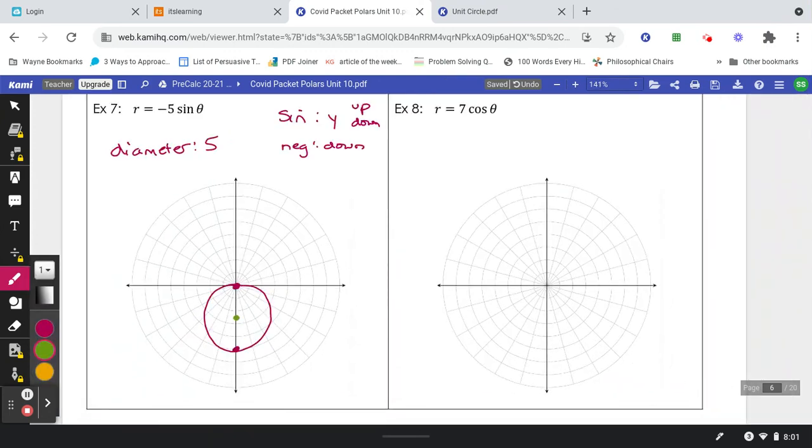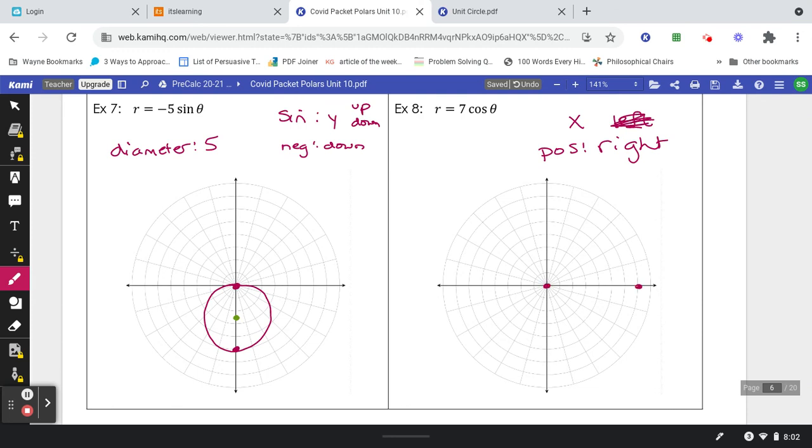All right, example number 8, last one. 7 cosine of theta. I know it's going to be on my x, and I know it's going to be left. Nope, right, because it's positive. Then I'm going to go from the center, out 7, and create a circle as best you can. Half of 7 would be 3.5, so your center would be at 3.5. And there we go.